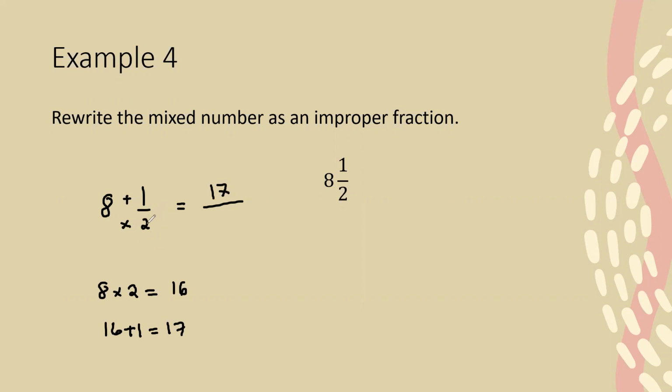We're going to keep the same denominator here and write it here. So 17/2 is our improper fraction. And we have rewritten 8 1/2 as an improper fraction. So let's continue.